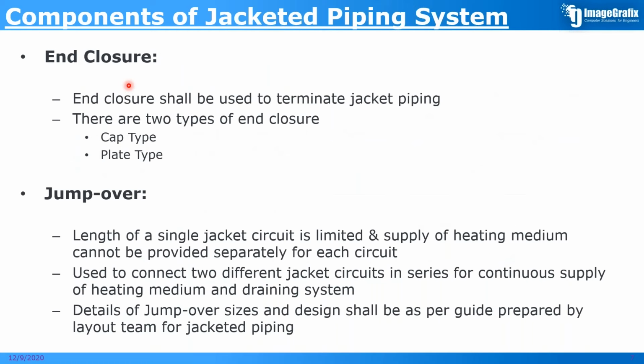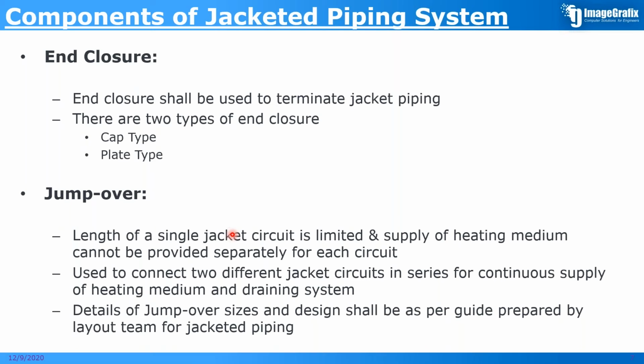Then I have something called an end closure. An end closure is nothing but to terminate my jacket piping. So if my jacket piping is getting terminated at the end in between your piping segment, then I can have an end closure for my jacket piping. It can be cap type or plate type. It depends on the application you work out or the fluid which is flowing. Based on that, we can have either cap type or plate type end closures. And jump over.